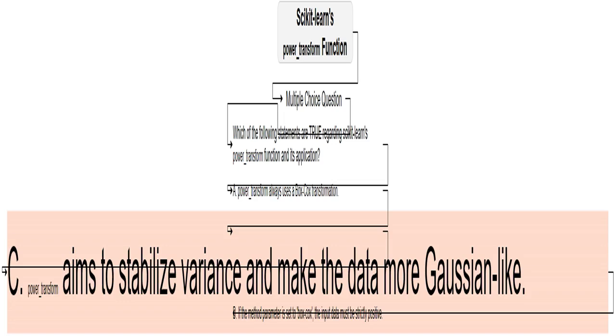This statement focuses on the Box-Cox transformation, another method used by power_transform. The Box-Cox transformation only works correctly if all values in the data are positive. This is a key constraint for using the Box-Cox method within power_transform. This statement is a bit of a trick.